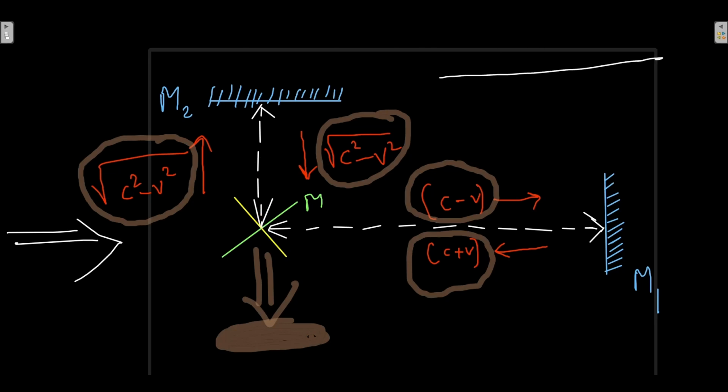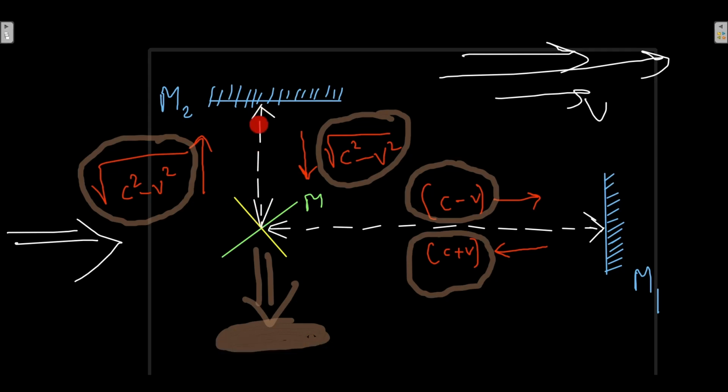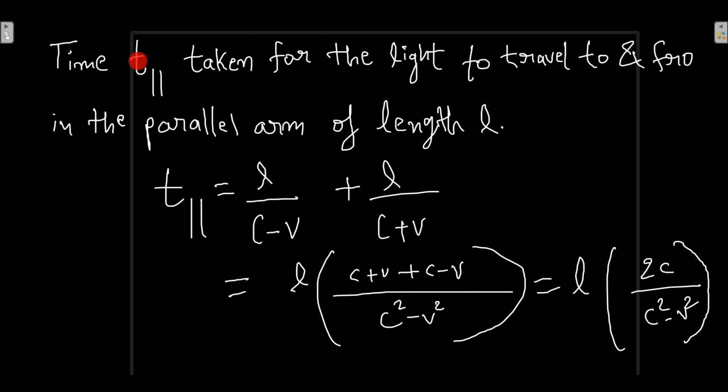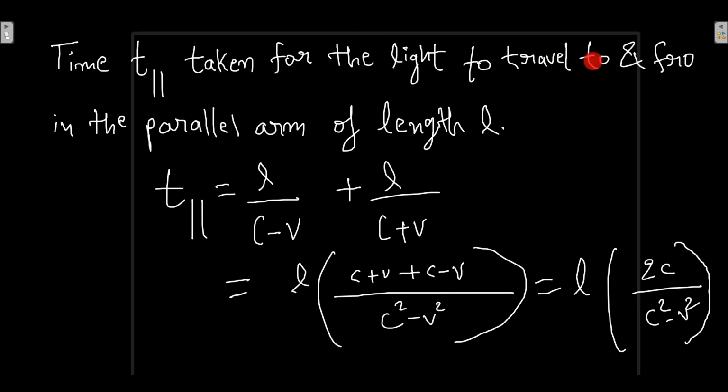The direction of Earth's velocity is this. The orbital velocity of Earth is in this particular direction, the rightward direction. And this particular direction I am showing over here is perpendicular to the velocity of Earth, and this direction is parallel to the velocity of Earth. So let us calculate the time t parallel taken for the light to travel to and fro.